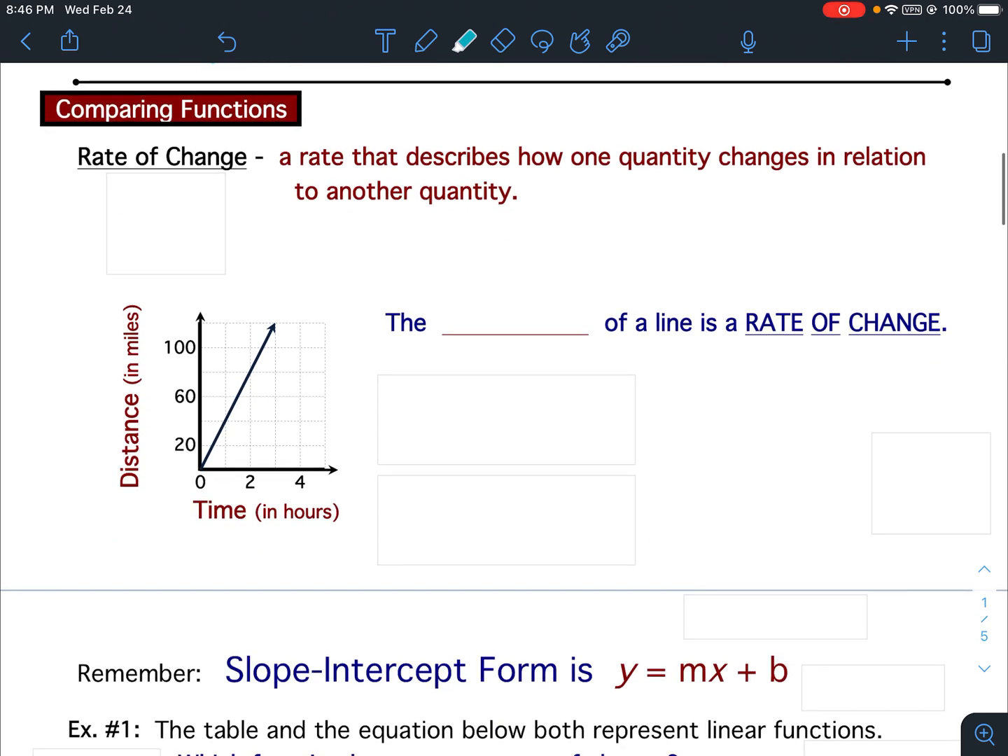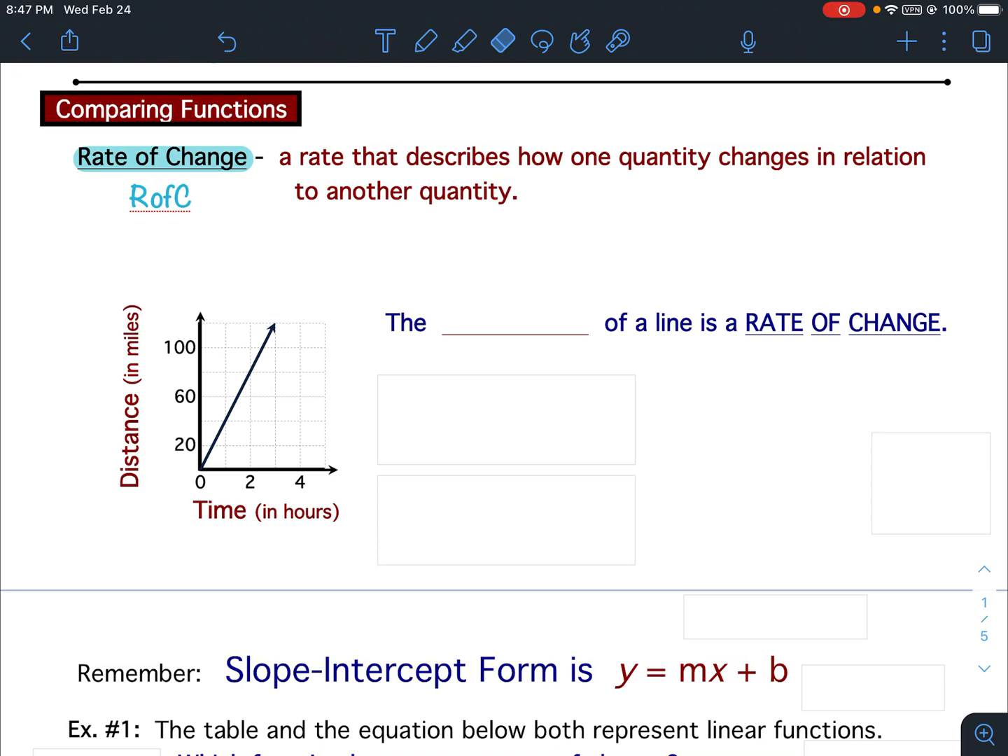All right, this lesson is on comparing functions. Pause your video and write down your definition for rate of change. All right, rate of change is nothing new. We talked about rate of change back when we did the lesson on proportional relationships. We talked about how rate of change, unit rate, and the slope were all the same thing. So if you have a graph, if you find the slope, you're finding the rate of change. If you remember correctly, we used the abbreviation RofC for rate of change.